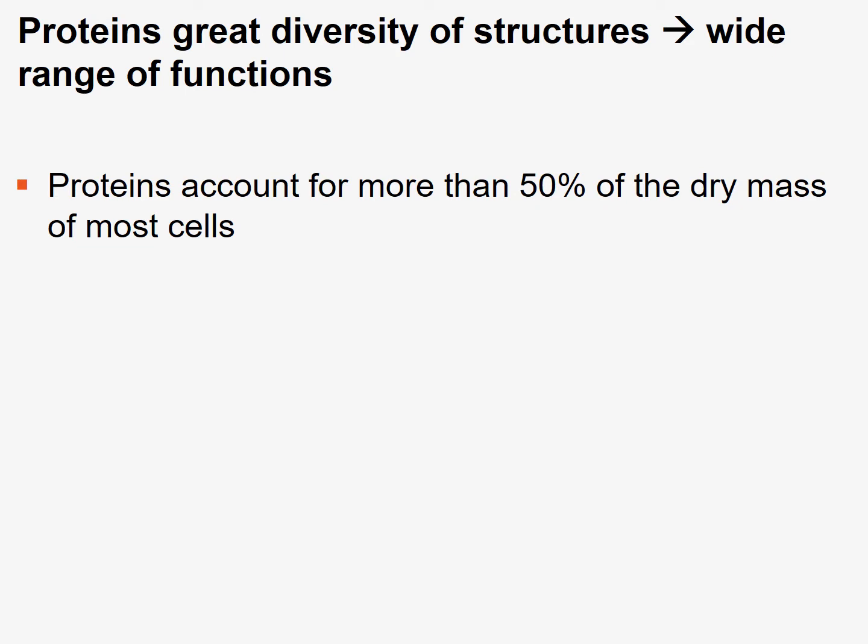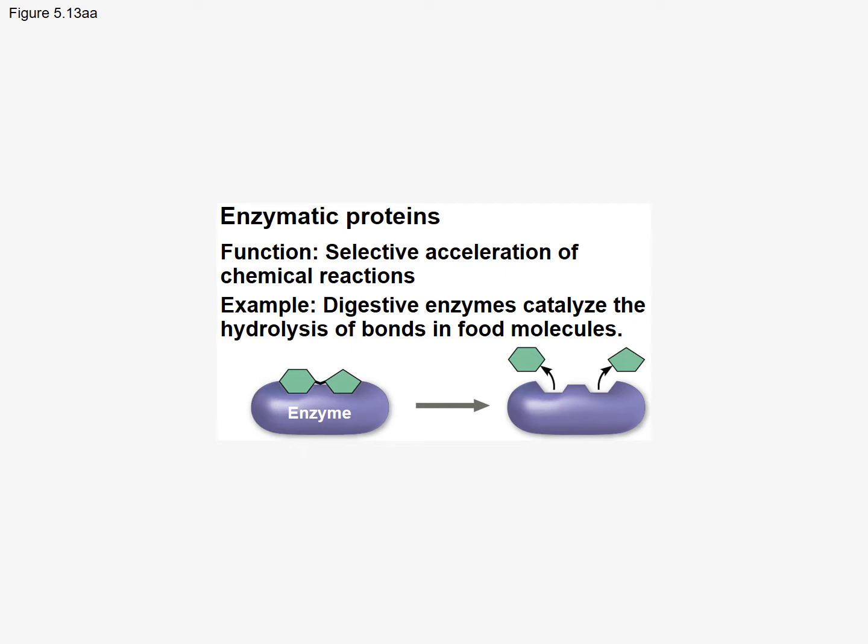So what does that mean? If you took all the water out of a cell, 50% of the molecules inside would be proteins. So they're pretty important. They have a lot of different functions. One of them is enzymatic. Some of them act like enzymes, and what enzymes do is catalyze chemical reactions. So they help speed up chemical reactions.